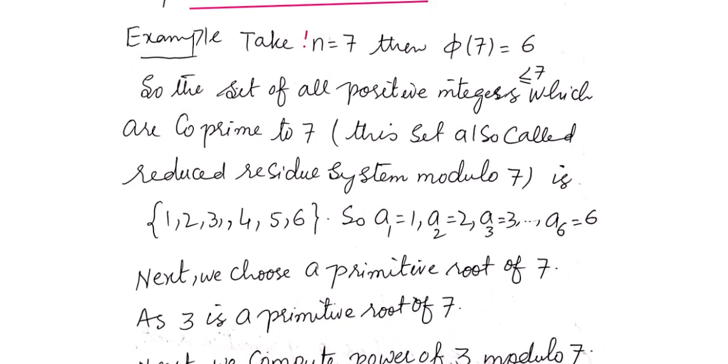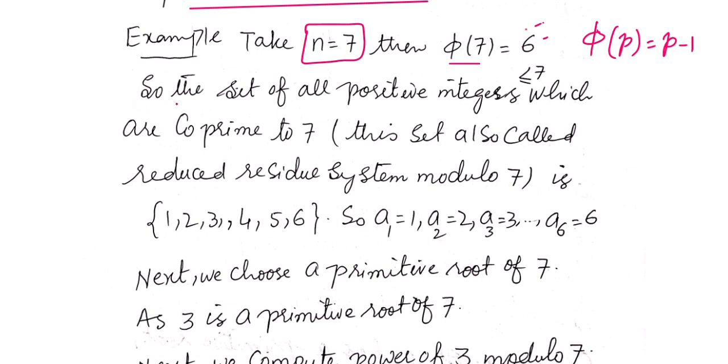Take n equal to 7. Then phi of 7 is equal to 6. Phi of 7 means the number of positive integers which are less than or equal to 7 and coprime to 7. These are 6, because 7 is a prime here, and we know the value of phi at any prime p is equal to p minus 1. So when p is 7, this is equal to 6.